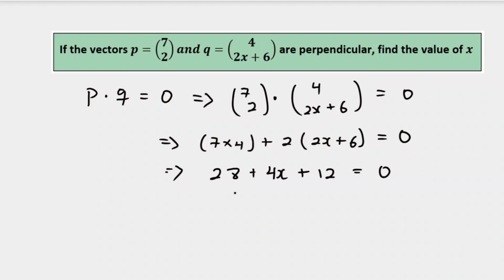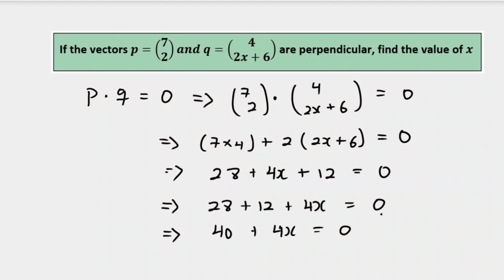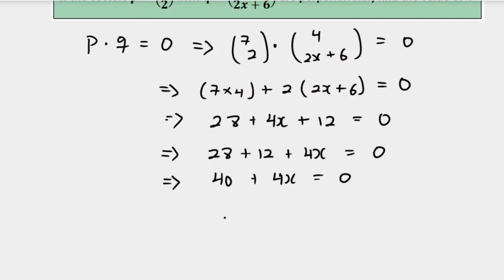So you can collect like terms here. 28 plus 12, they are like terms. And then plus 4x is equal to 0. So 28 plus 12 is going to be 40 plus 4x. And that is equal to 0. So simply, we subtract 40 from both sides. Or you can take 40 to the other side. So I'm going to subtract 40 from both sides. So that's going to be 40 minus 40 plus 4x equal to 0 minus 40.